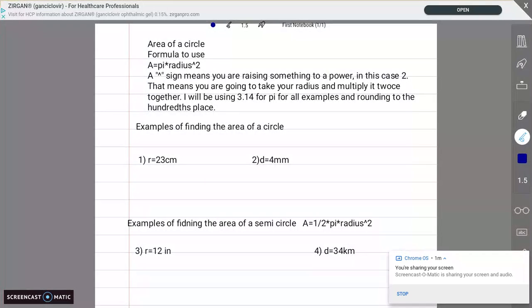Let's use dark blue today. I need to find the area of these circles. My first example is a radius. That is what they give me. Start by rewriting your formula. Area equals pi times radius squared. And in this case, I am going to be using 3.14 for pi times my radius squared.